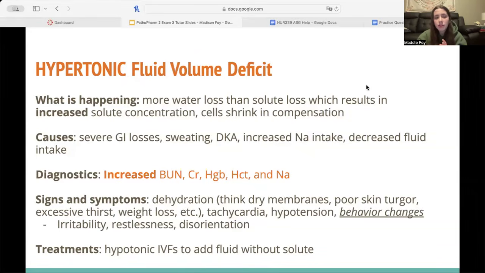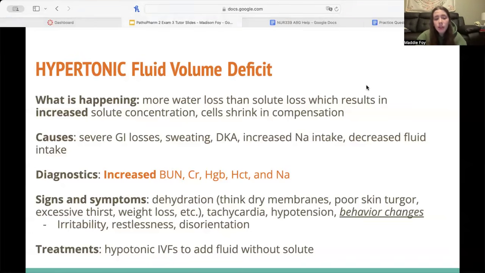So the diagnostics for this one are almost the exact same as isotonic fluid volume deficit, except we are also going to see an increased sodium, again, because you're not losing as much solute as you are fluid. So again, those same kinds of signs and symptoms there. What makes it more unique is because of that increased sodium, you can see signs and symptoms like irritability, restlessness, and disorientation that would be more unique to a hypertonic fluid volume deficit over isotonic.